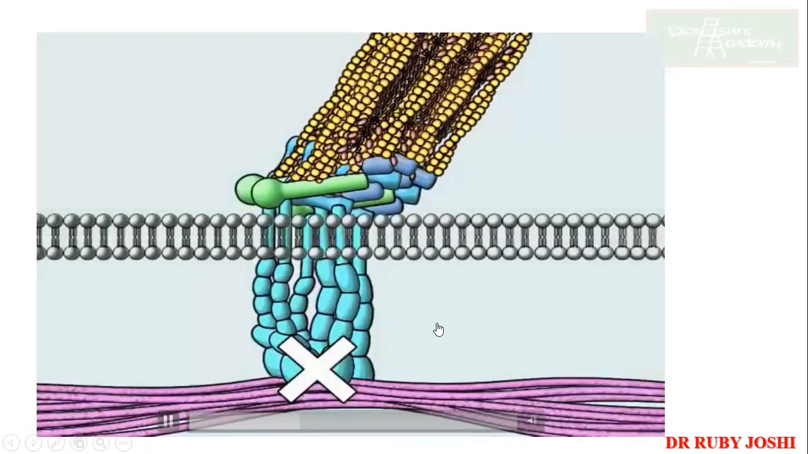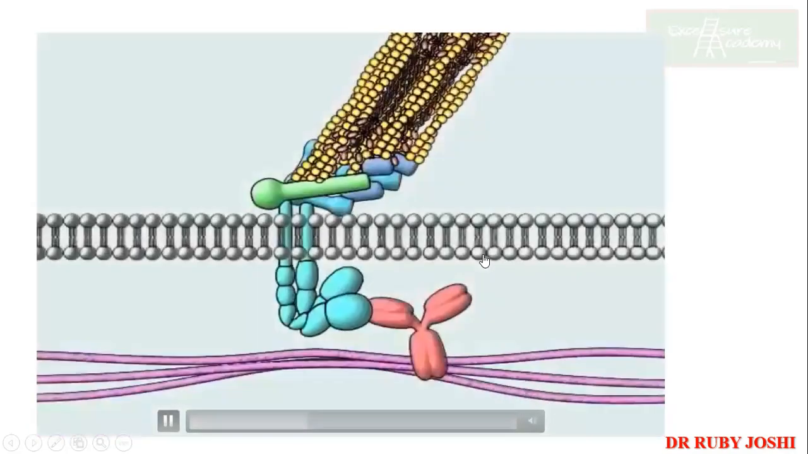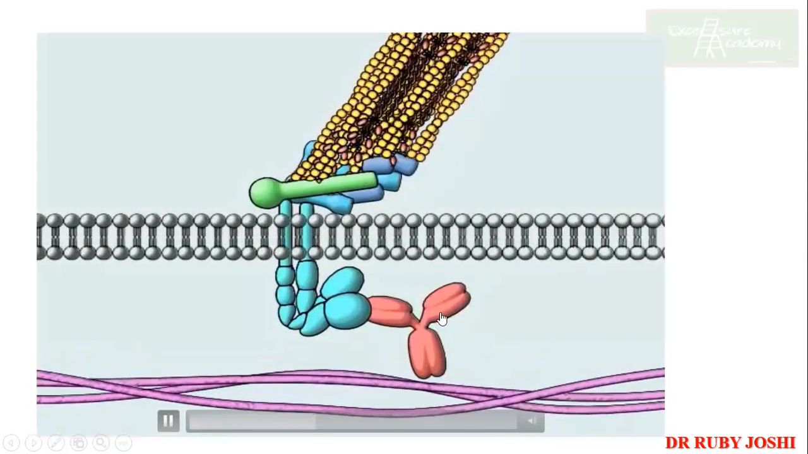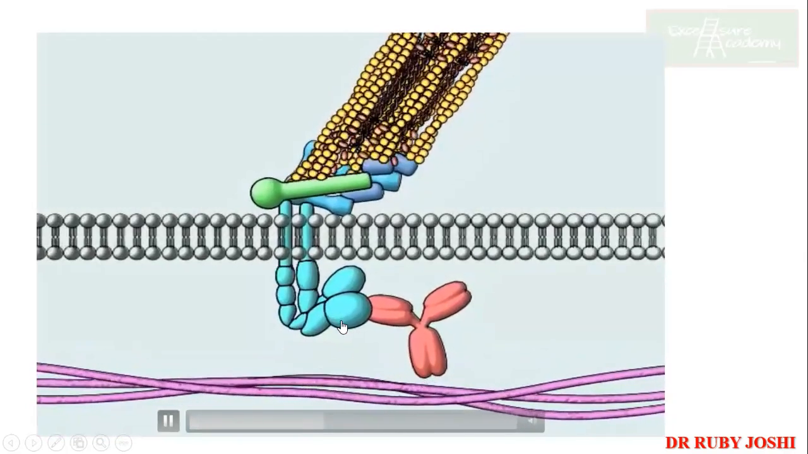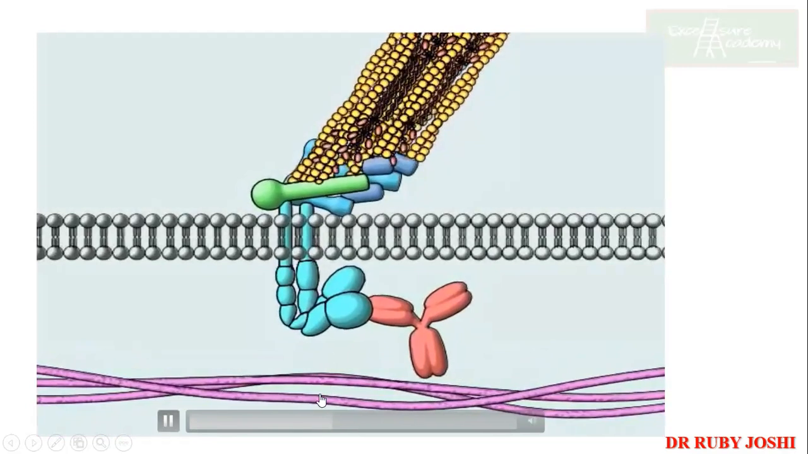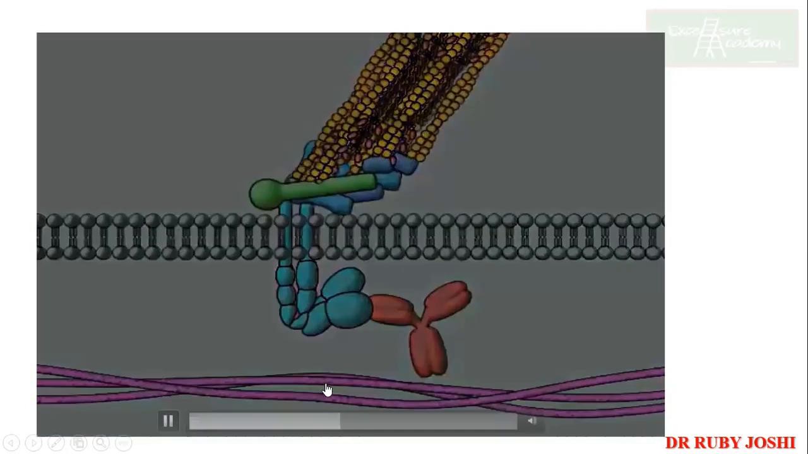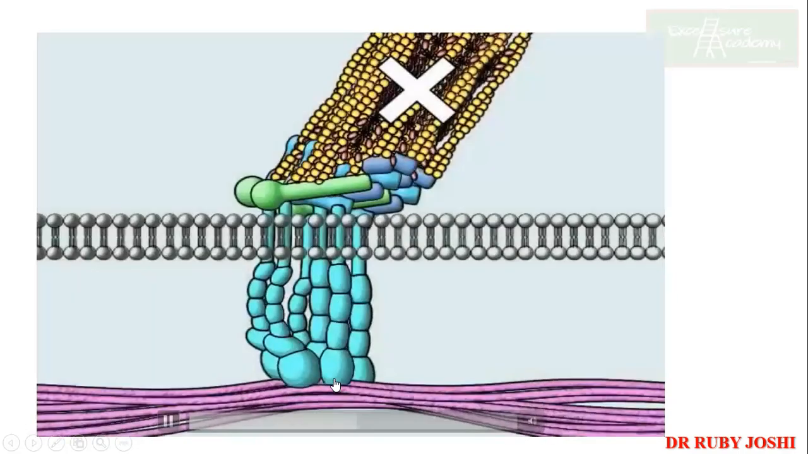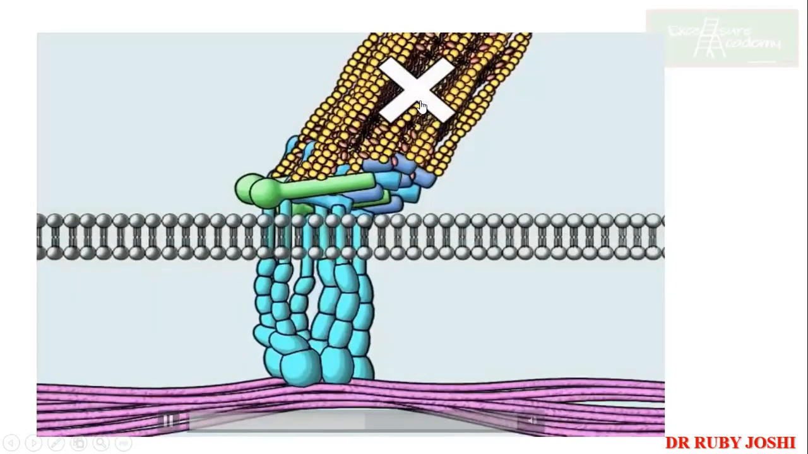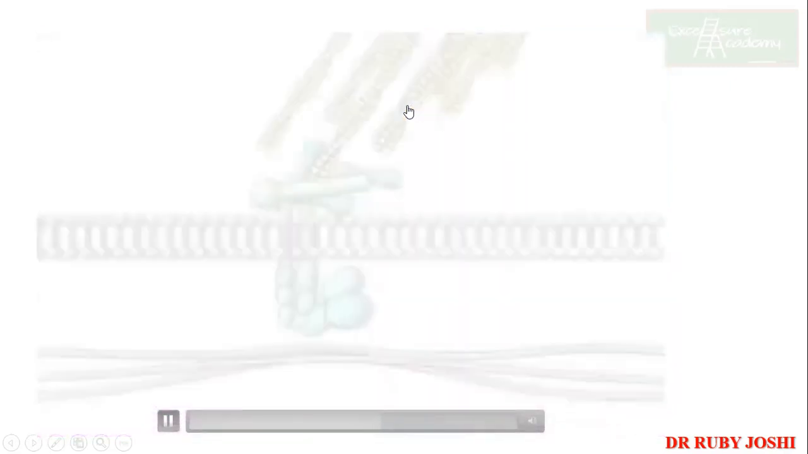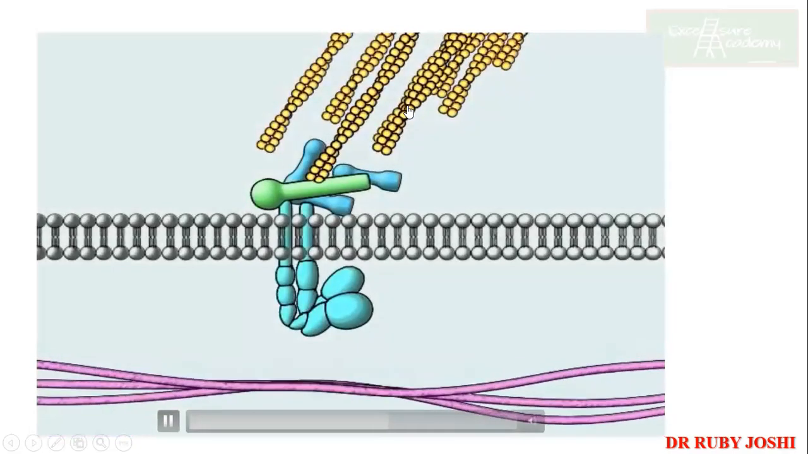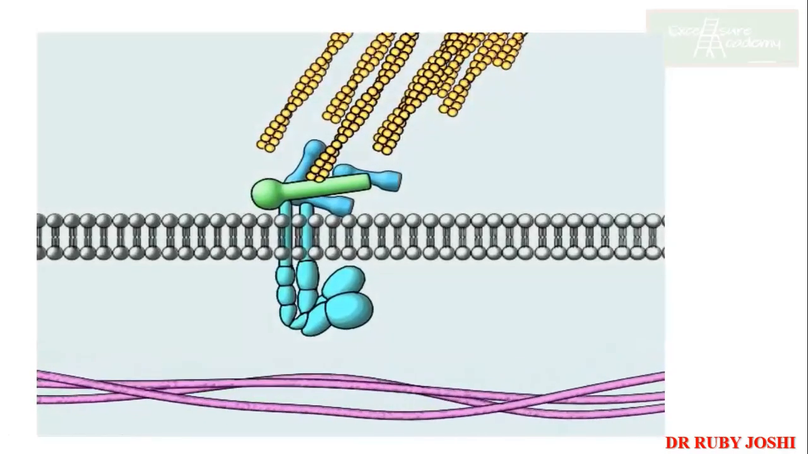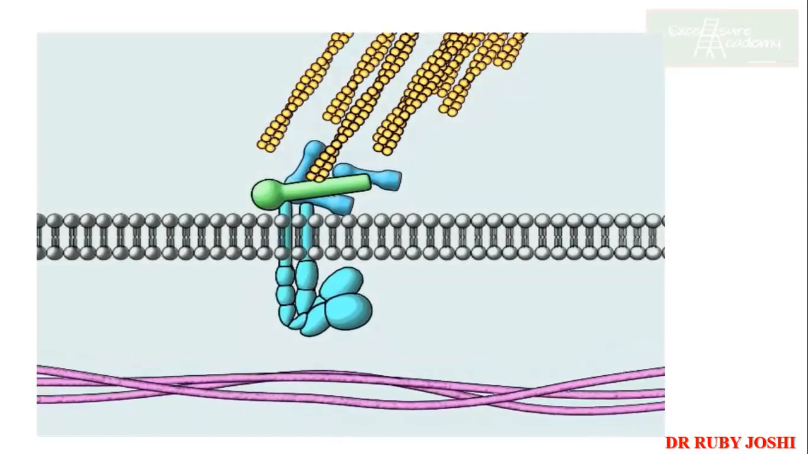If integrin is blocked. So this is the antibody which is bound to the integrin, because of which integrin is not able to make connections with the collagen fiber present in the extracellular matrix. Now myosin is being inactivated. What will happen? No connections with the actin. Integrins will not make any interactions with the extracellular matrix.